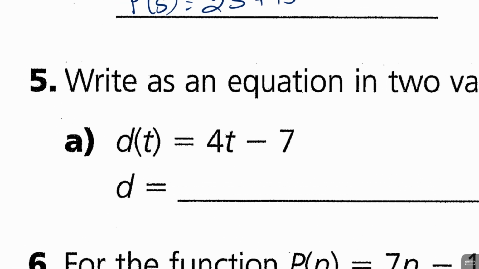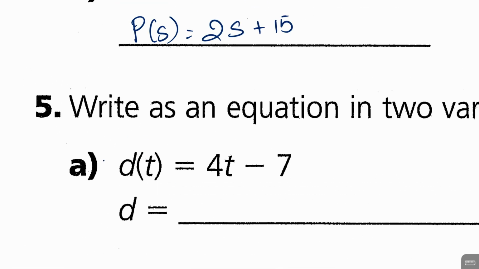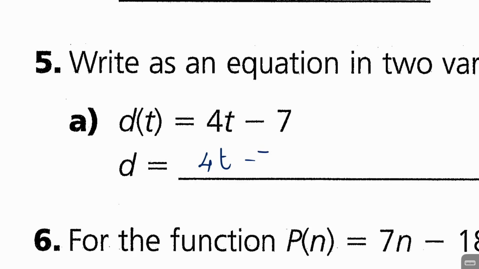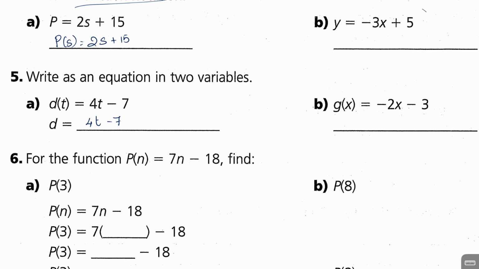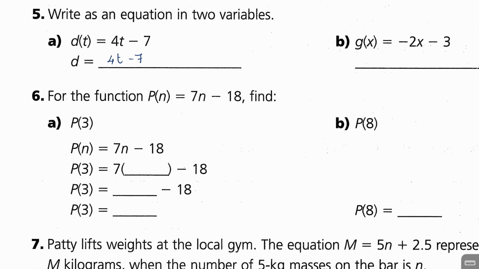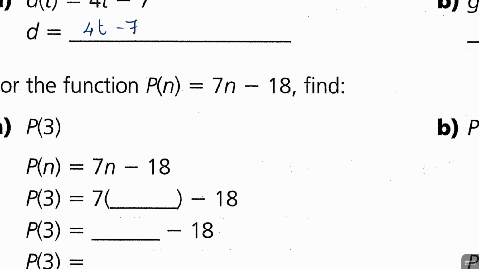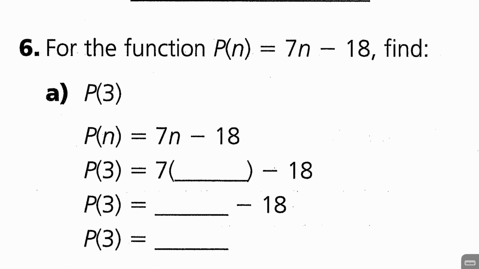And over here, question number 5, here the function notation is given and you need to write the equation. So d of t equals 4t minus 7. Therefore d equals 4t minus 7. Same thing for question B. And again, question 6. Here the function notation is given. P of n equals 7n minus 18. So you have to calculate p of 3.